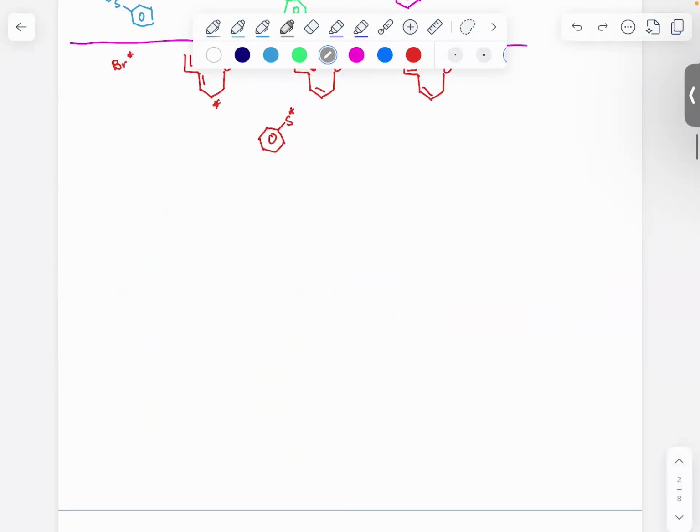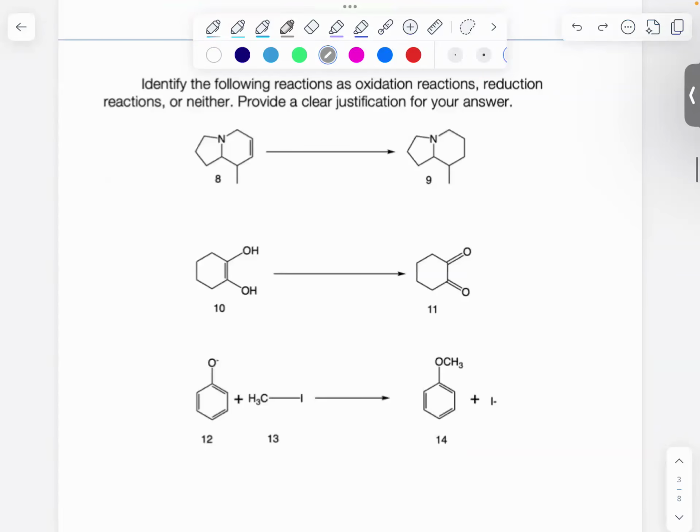Moving on. Identify the following reactions as oxidation, reduction, or neither. Provide a clear justification for your answer. By justification, he means that bookkeeping method where you show either the loss or gain of electrons. This one does not use curly arrows because it's a bookkeeping and not really a true mechanism.